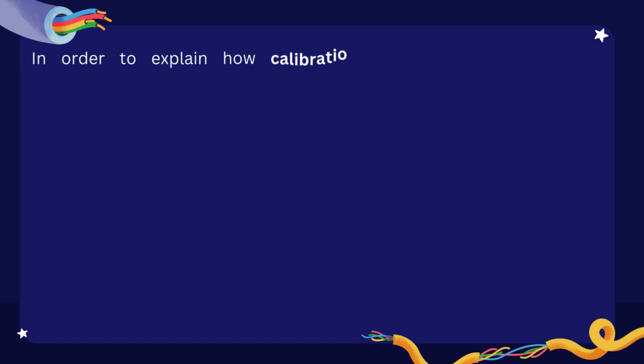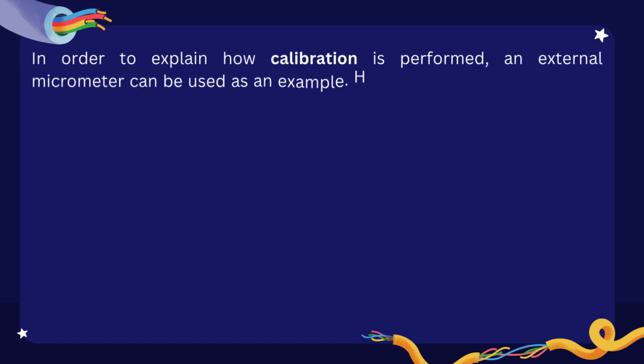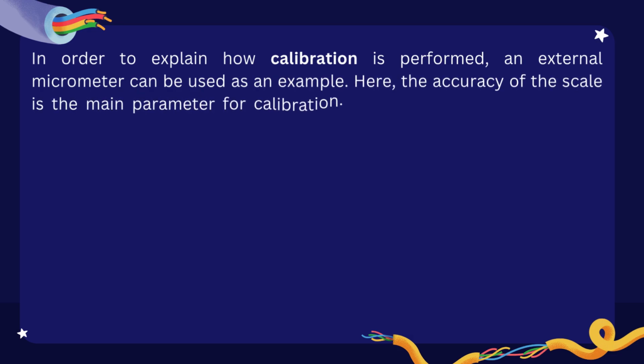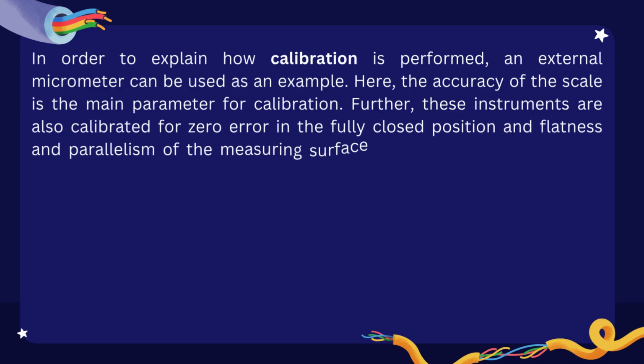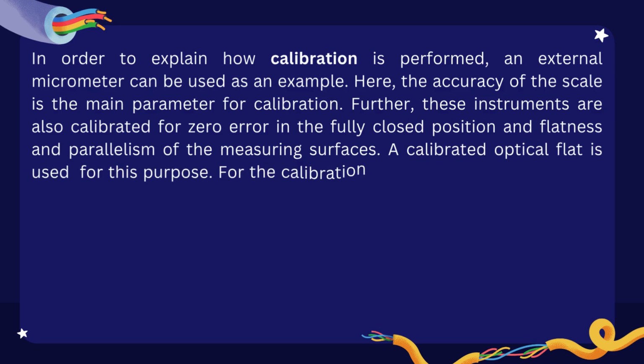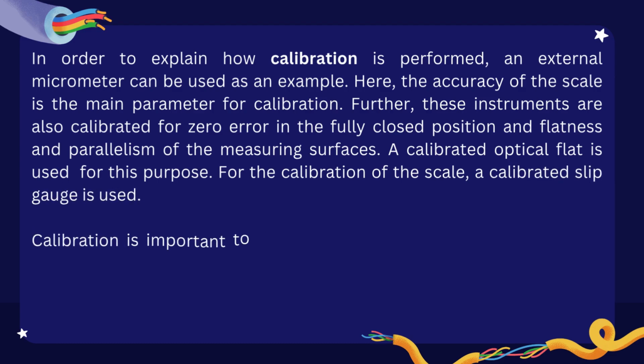In order to explain how calibration is performed, an external micrometer can be used as an example. Here, the accuracy of the scale is the main parameter for calibration. Further, these instruments are also calibrated for zero error in the fully closed position and flatness and parallelism of the measuring surfaces. A calibrated optical flat is used for this purpose. For the calibration of the scale, a calibrated slip gauge is used.